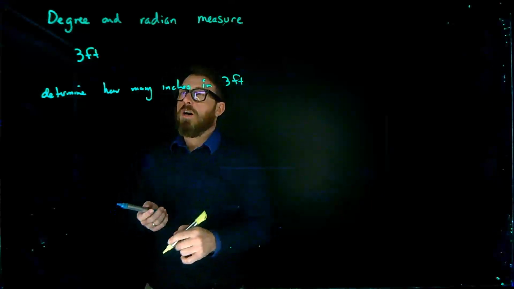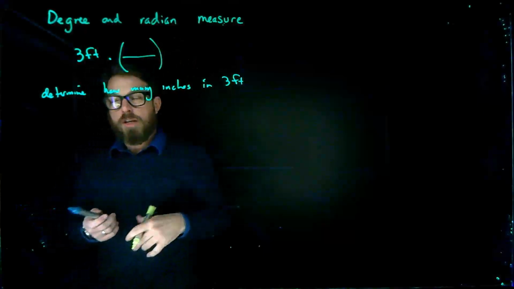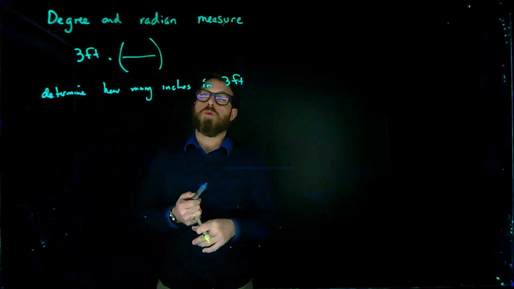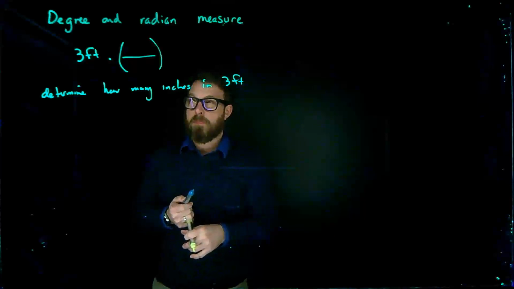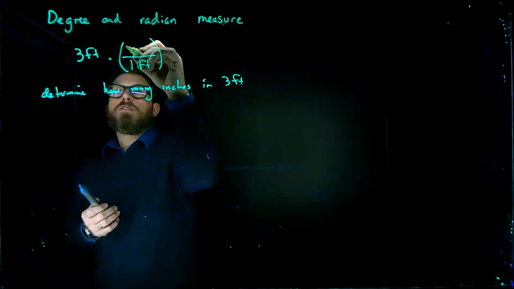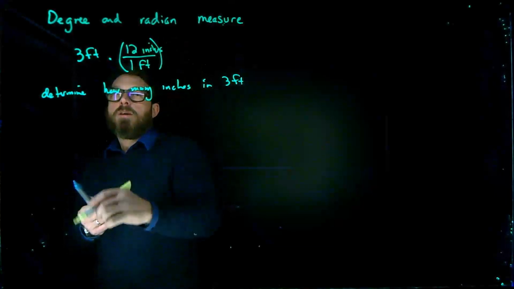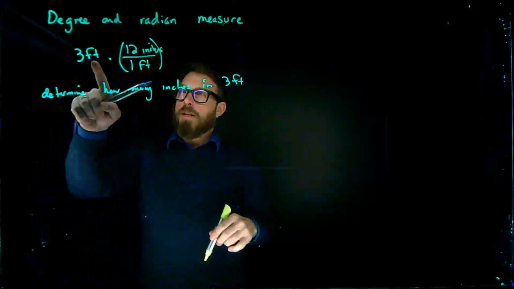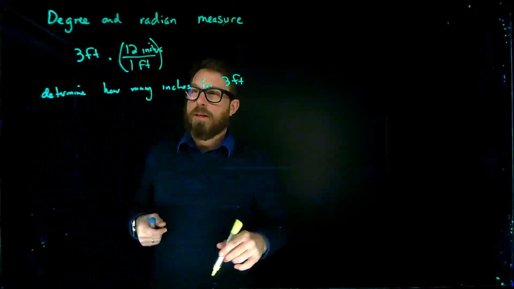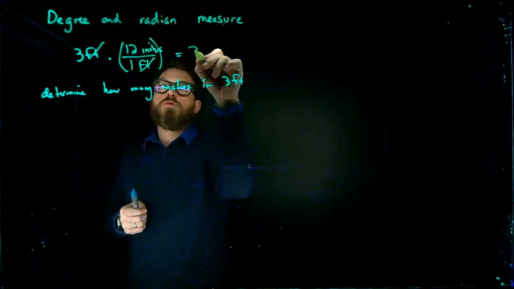So the way this is done is you take 3 feet and you multiply it by a unit factor, because I don't want to change the value of 3 feet. I just want to rewrite this in terms of inches. So what I know is for every foot, there are 12 inches. And we do this in such a way that I'm trying to cancel the feet and remain with the inches. So now you can see that the feet will cancel. So 3 times 12 is equal to 36 inches.